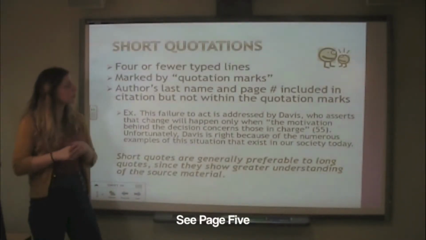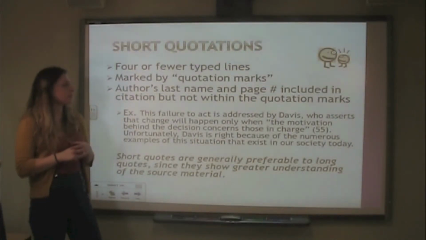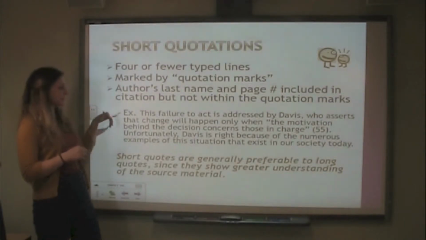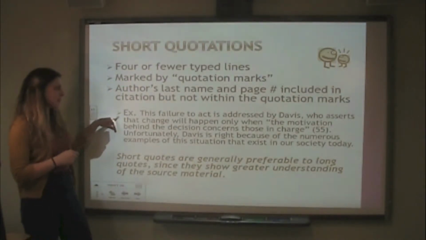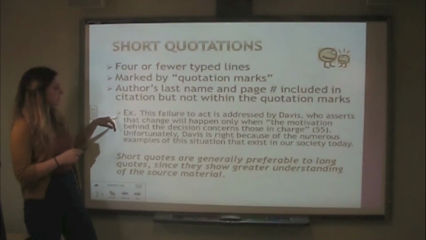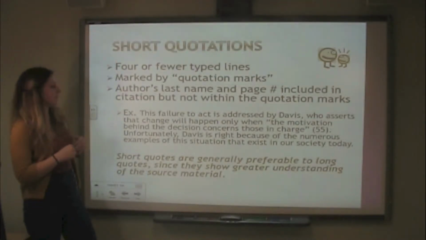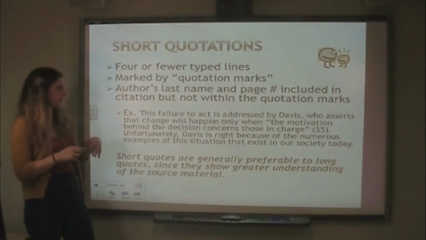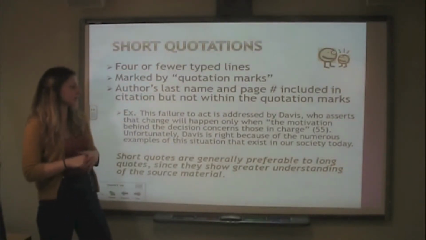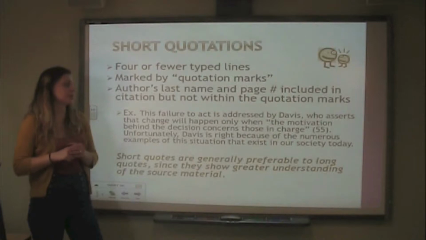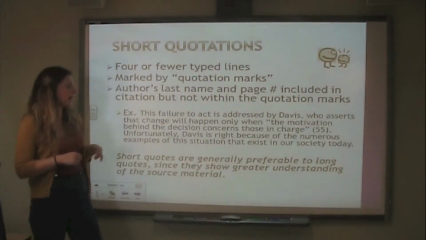Okay, so 4 or fewer typed lines are marked by quotation marks. The author's last name and page number are included in the citation, but not within the quotation marks. So this is an example. This failure to act is addressed by Davis, who asserts that "change will happen only when the motivation behind the decision concerns those in charge" (Davis 55). Unfortunately, Davis is right because of the numerous examples of this situation that exist in our society today.